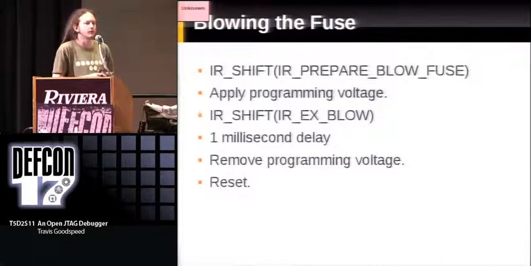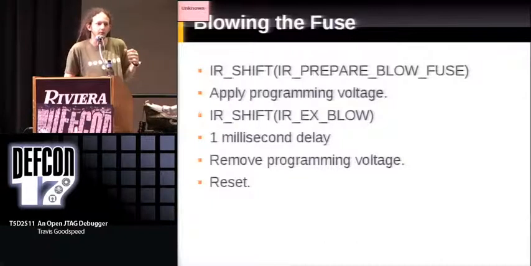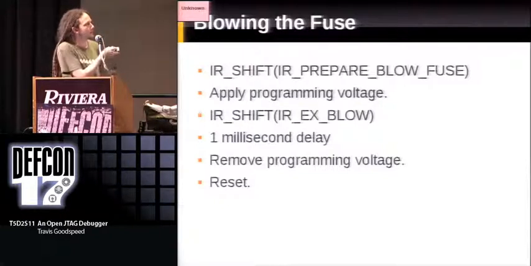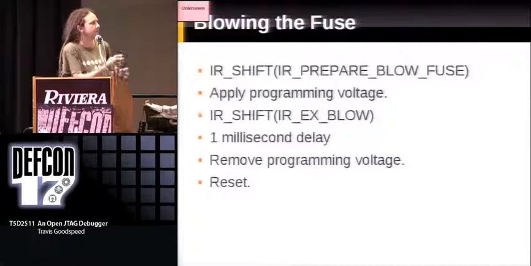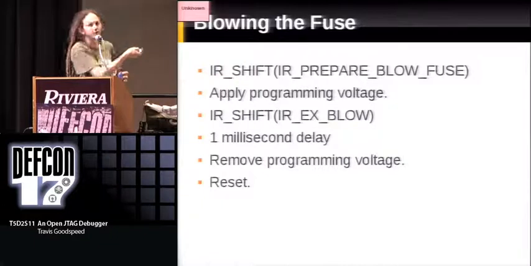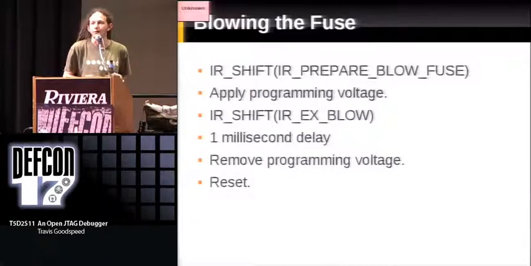Then you apply the programming voltage, which will be several volts more than the chip normally takes, as is necessary to blow the fuse. You follow that by the command that actually blows the fuse. Then you wait a millisecond and you remove the programming voltage. And the interesting thing is at the end, you're told to reset. Because if you don't reset, you don't actually leave the JTAG state, and you won't even know that the fuse is blown because it's not checked anywhere except at the beginning.